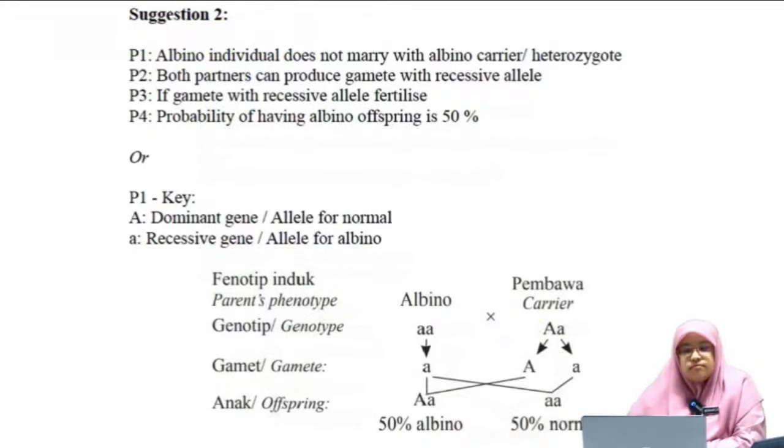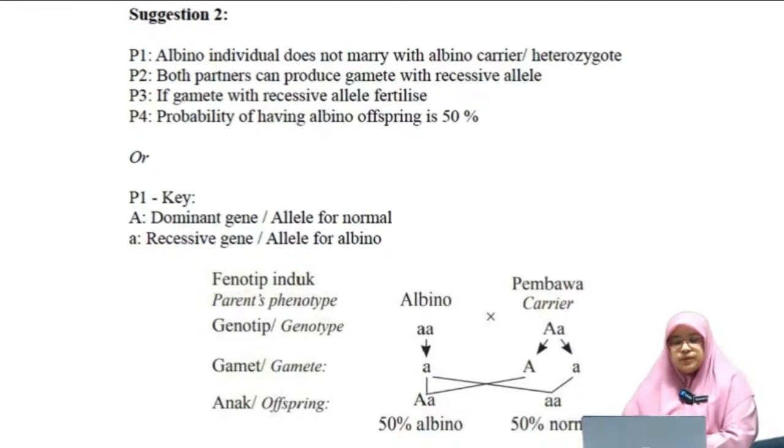Second suggestion, an albino individual should not marry an albino carrier, because both partners can produce gametes with the recessive allele. If gametes with the recessive allele fertilize, the probability of having an albino child is 50%. Otherwise, you can use a schematic diagram. As you can see here, when an albino is married to a carrier, 50% of the offspring will be albino, while 50% of the offspring will be normal.